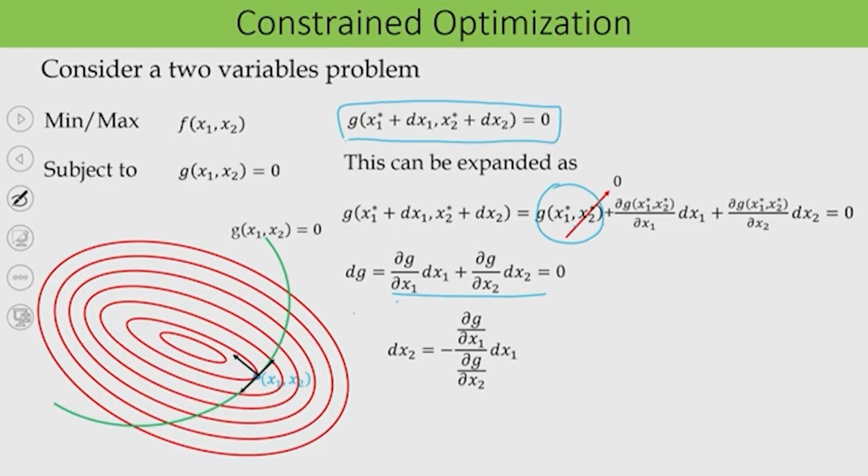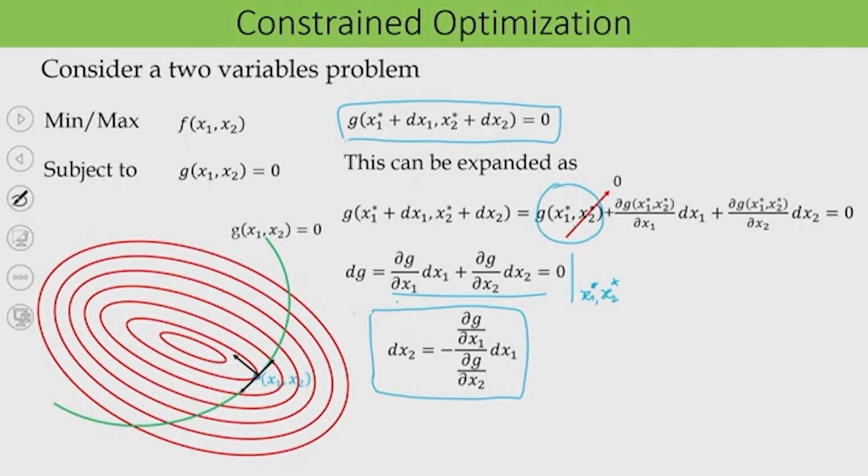And what is this? This is nothing but the total derivative of the constraint function at the optimal point, that is, x1 star and x2 star. So, from here I can write the value of dx2. I can express this in terms of dx1. So, dx2 is equal to minus del g by del x1 divided by del g by del x2 times dx1. So, what is this relation, this equation, giving?